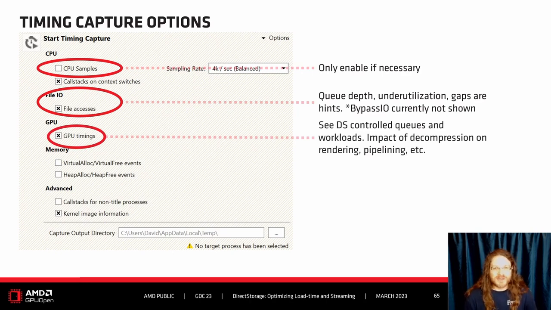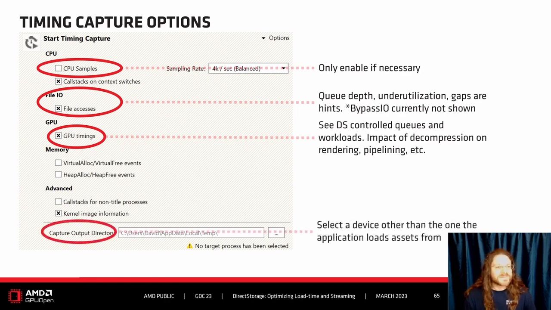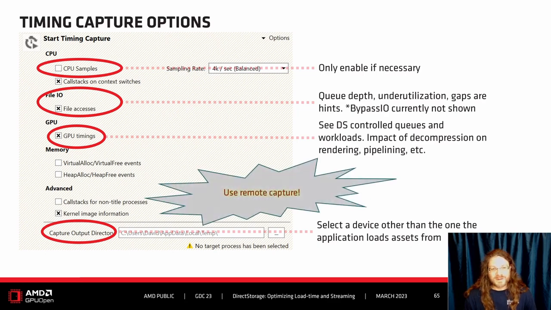GPU timings. As we mentioned before, it's important to see all the DirectStorage controlled queues and workloads and the impact of decompression on rendering. We would recommend that you change your capture output directory to a device that is not the one that you're going to be primarily reading from. And to use remote capture, again, to reduce the amount of overhead on the target profile device.